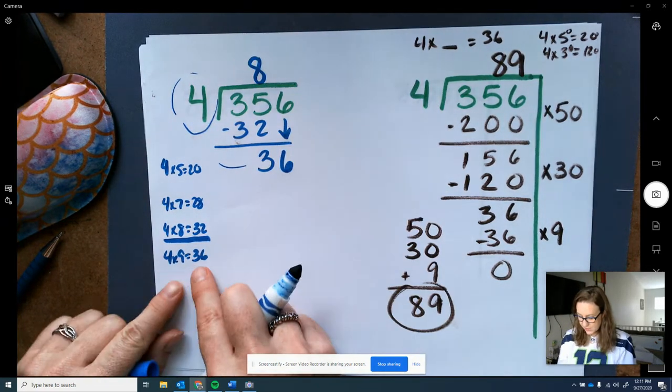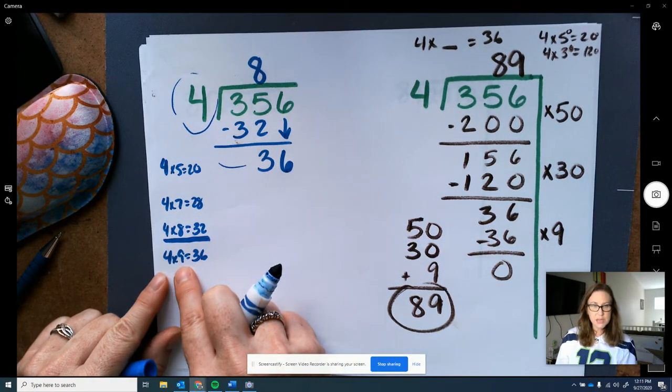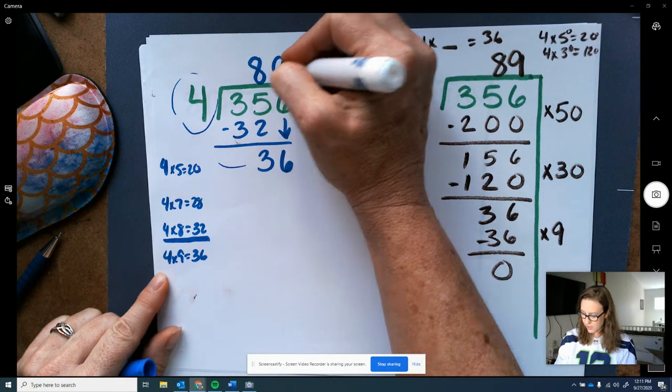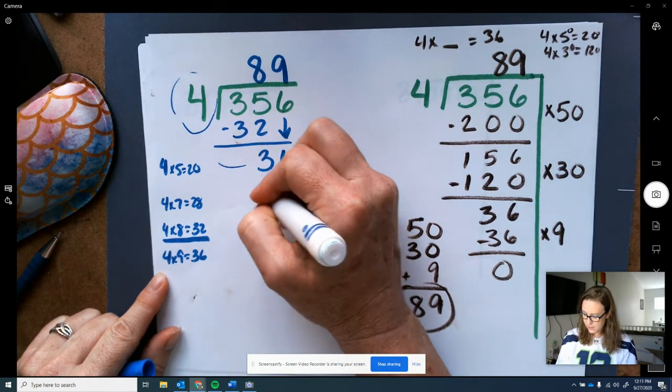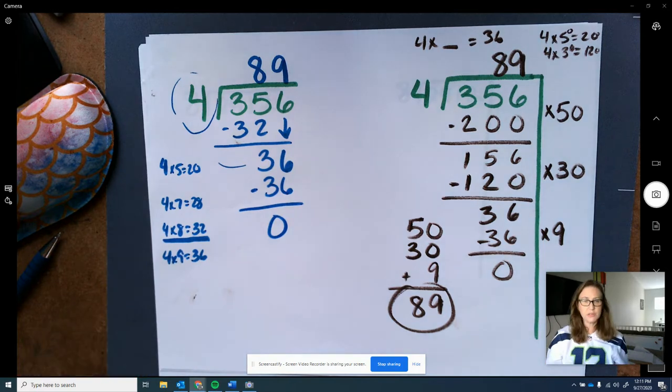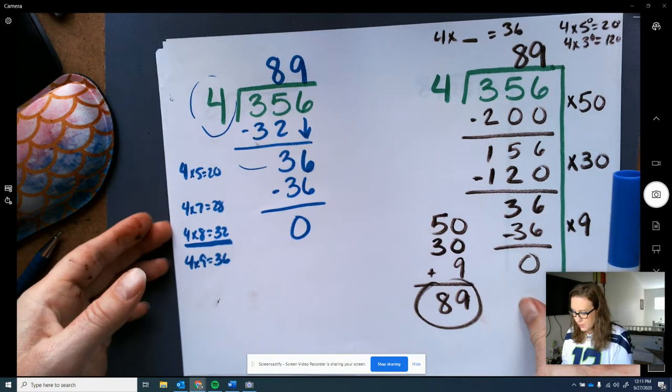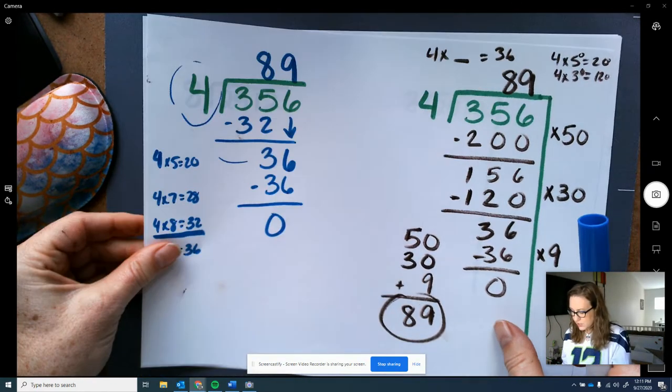4 goes into 36. Look at that. We already did this one. 4 times 9 is 36. So 9 times 4 is 36. We subtract that and we have nothing left over. All right. I'm going to give you the chance to do a couple more.